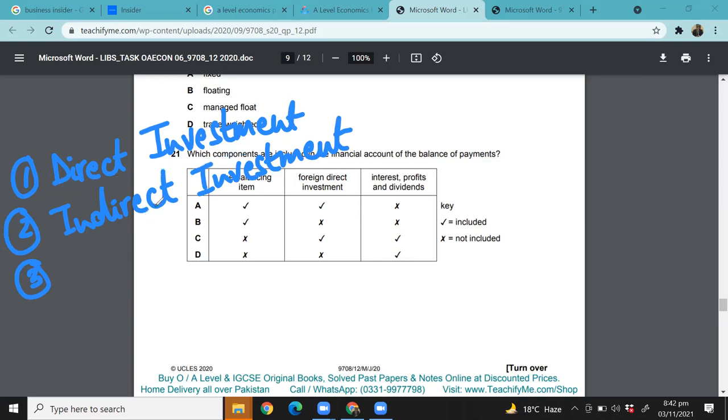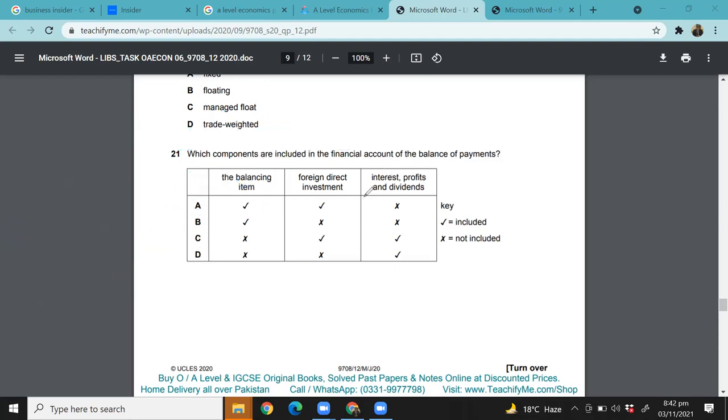Indirect investment is anything that comes into your financial assets, like the stock exchange or money market. That is indirect investment, right? So these two things, and then the balancing item. These are the three items that are part of your financial account, right?